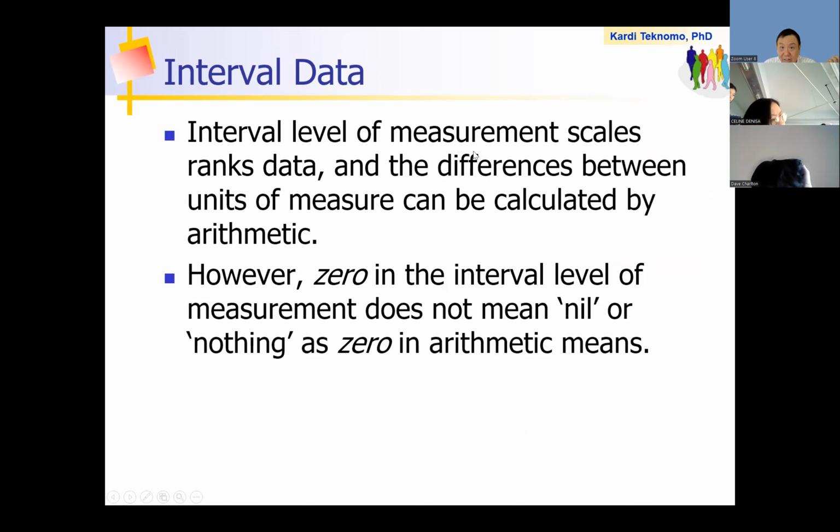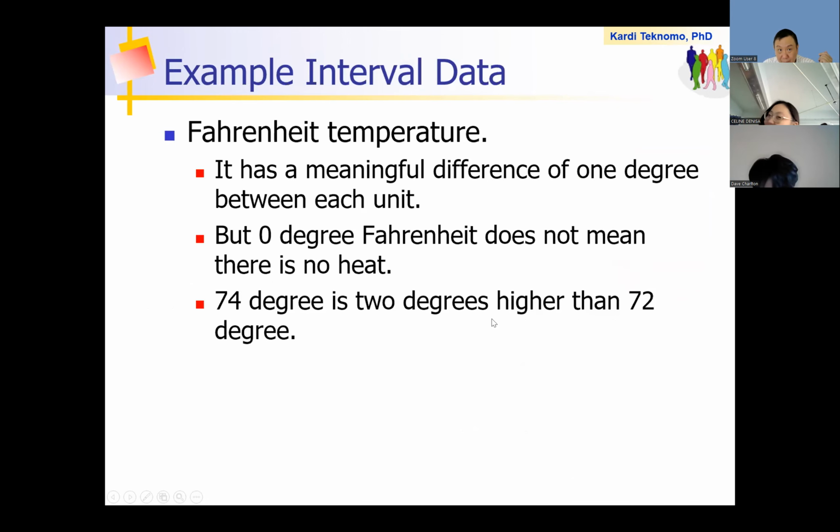So interval data measure the scale of the rank data. The difference between the unit measure can be calculated by arithmetic, but you have no 0. The meaning of 0 here is null, nothing. That doesn't exist in interval data. An example of interval data is Fahrenheit temperature. It has meaningful difference of 1 degree between each unit, but 0 degree Fahrenheit does not mean there is no heat, right?